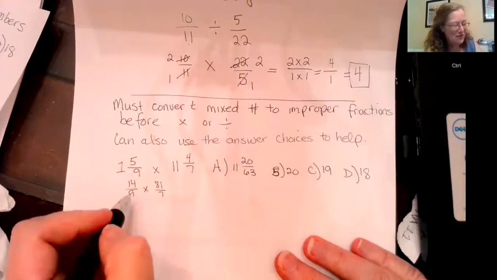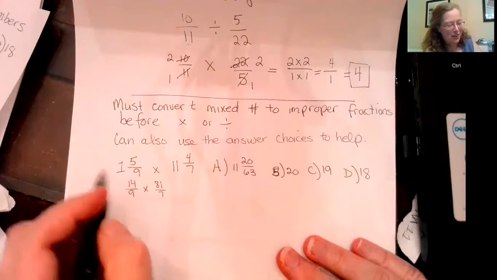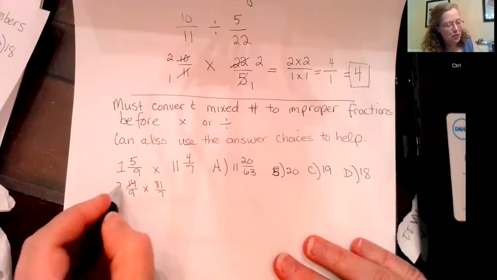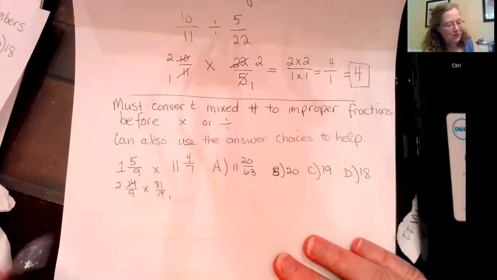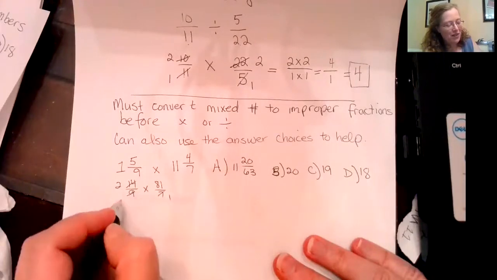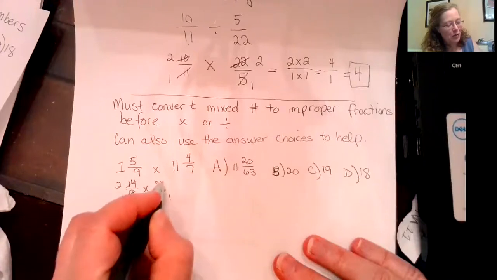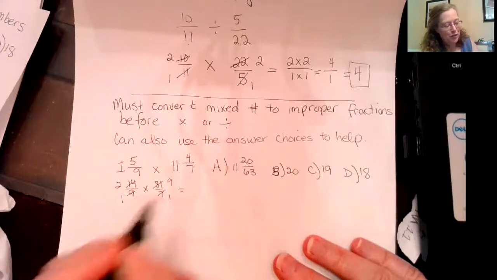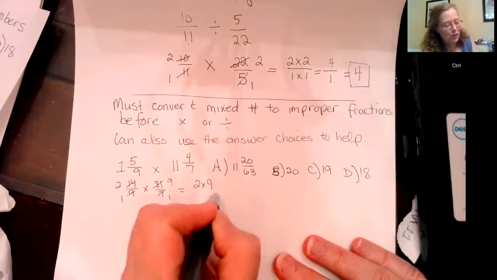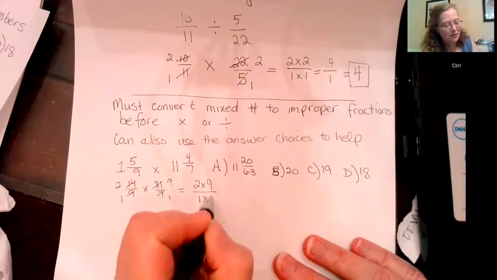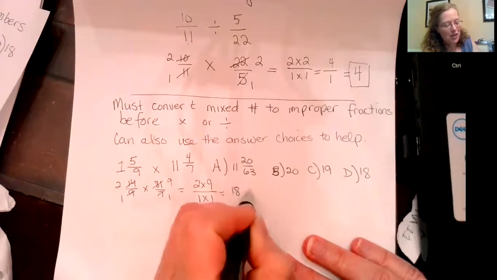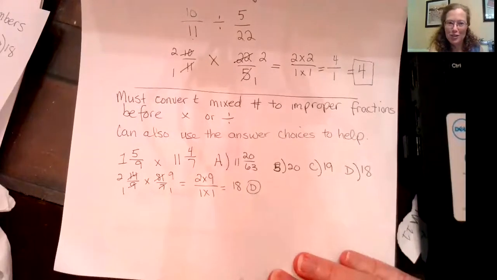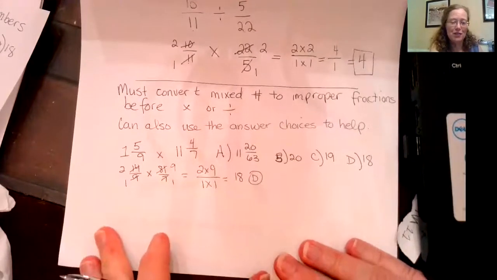So we can simplify by doing the 14 will become a 2 and the 7 will become a 1. 9 divided by 9 is 1, and 81 divided by 9 is 9. I end up with 2 times 9 over 1 times 1, which leaves us with 18 and the answer choice D. I'm going to go ahead and show you another possible way of solving this.